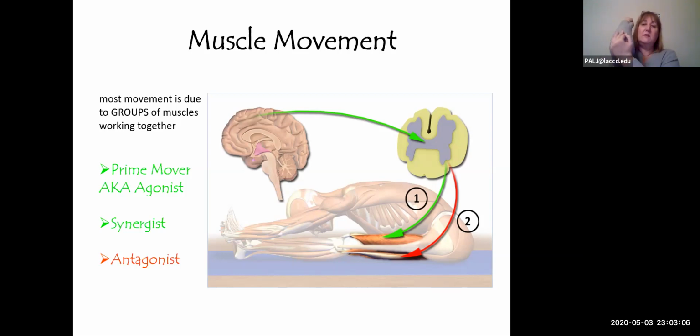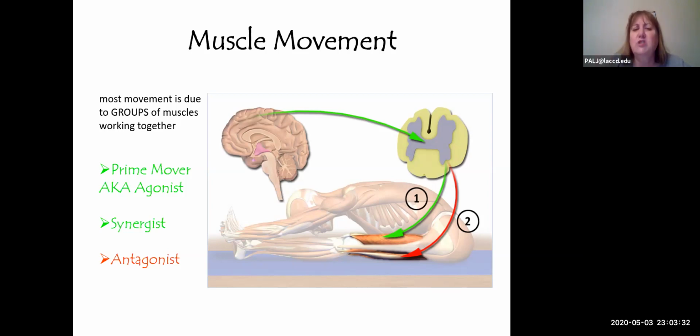For instance, your triceps muscle back here, when it contracts, it is going to straighten or extend your elbow. So flexion and extension are opposite movements. So if you're talking about flexion, the flexors are the synergists and the extensors are the antagonists. If you're talking about elbow extension, then the extensors are the synergists and the flexors are the antagonists. Okay, so I hope you understood that.